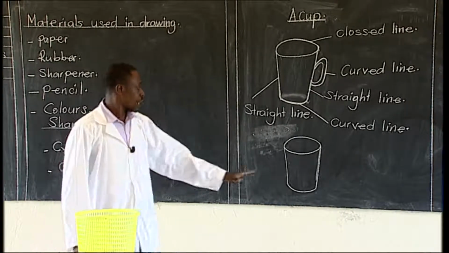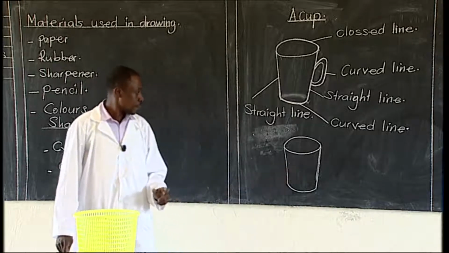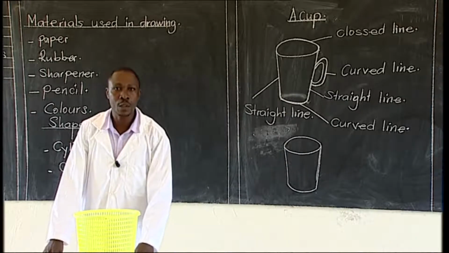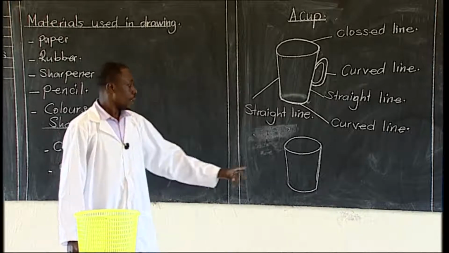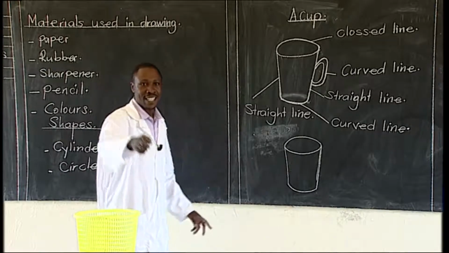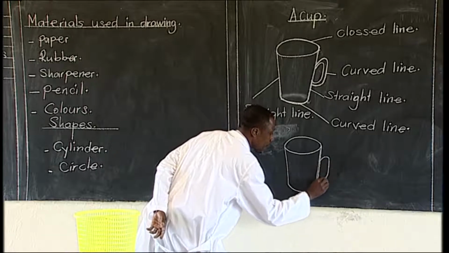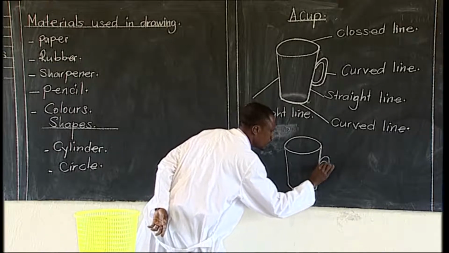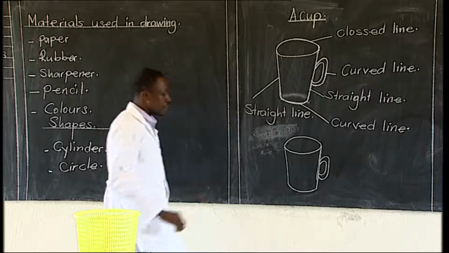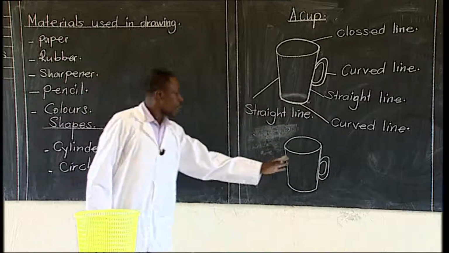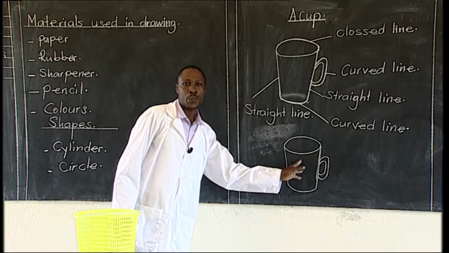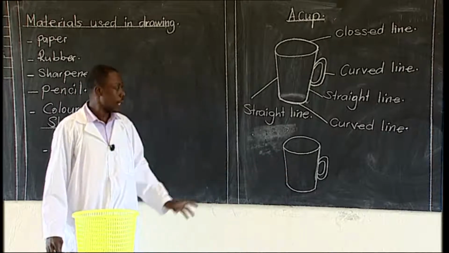Who can tell us what is missing on our cup? What is missing? Good, excellent. We are missing what we call a handle. A handle. This one. Good. Now, this one looks like a cup.